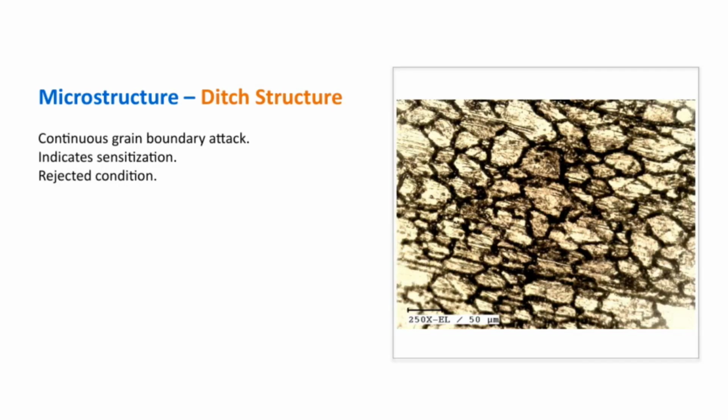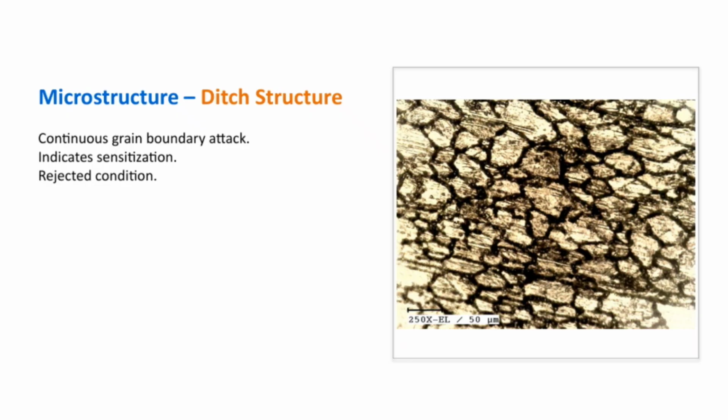Let's take a closer look at the microstructure, specifically the ditch structure. What we're seeing here is a continuous grain boundary attack, which is a key indicator of sensitization in the material. This means that the grain boundaries have become more susceptible to corrosion or degradation due to the local chemistry changes. Importantly, this condition is rejected, meaning it's not the ideal or desired state for the material.